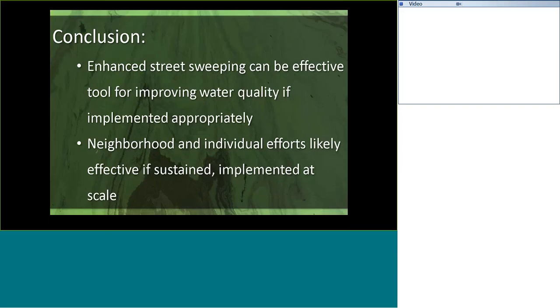And then I think we need to better understand the effectiveness and scalability of these neighborhood and individual efforts. So in conclusion, I think enhanced street sweeping can be effective as a tool for improving water quality, but it has to be implemented appropriately, and that means targeting high canopy neighborhoods and targeting autumn leaf drop and spring leaf drop, or spring litter fall. And neighborhood and individual efforts hold some promise, but we have to figure out how they can be sustained and how they can be implemented at scale.